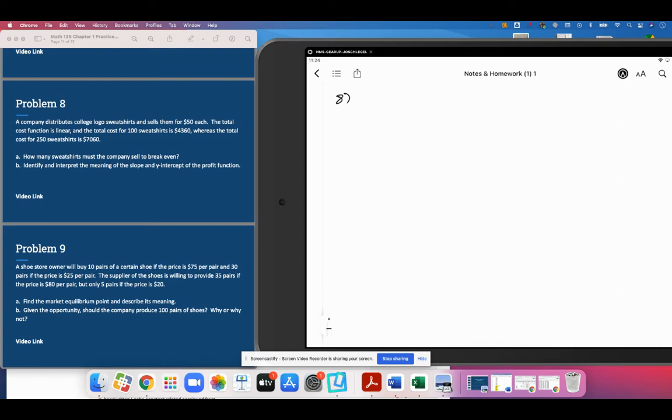So we will go ahead and get started with our revenue function. So remember, revenue is equal to price times the number of units sold, which in our case is going to be X. So we can say that for this product, revenue is going to be $50 because that's what they're selling it for, times X, which is however many of these sweatshirts they are able to sell. Now for the cost function, it's a little bit more involved.